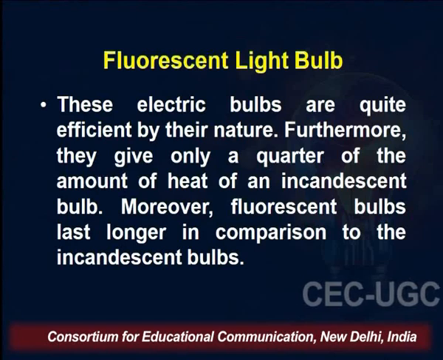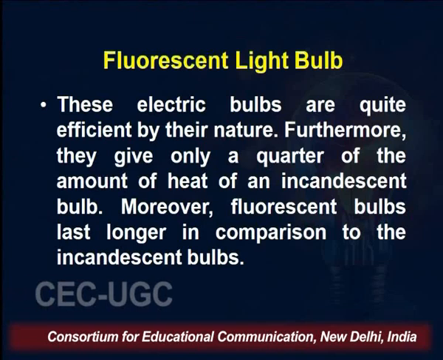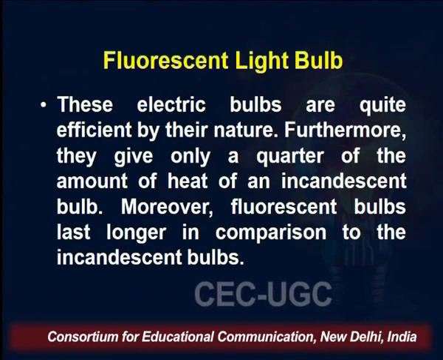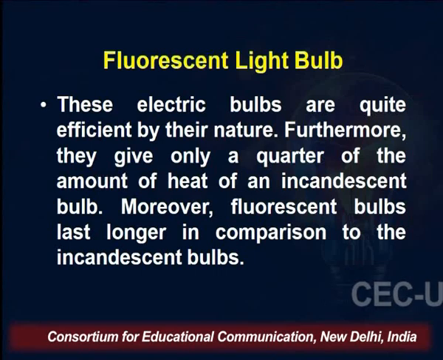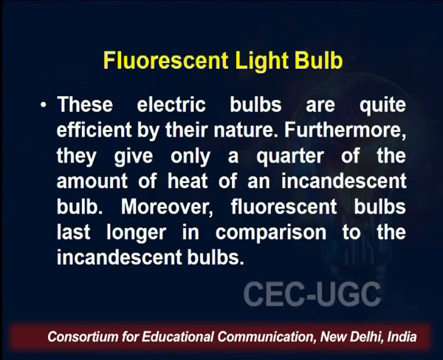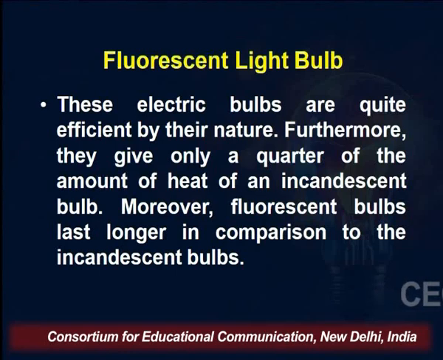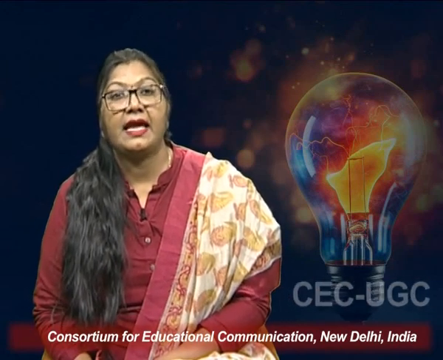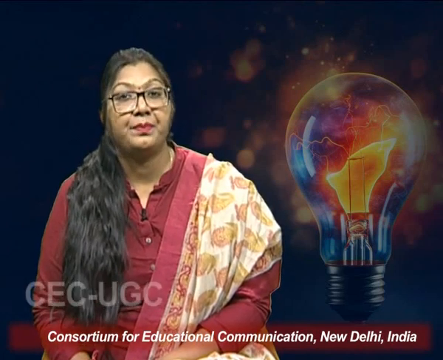So, what is this fluorescent light bulb? These are electric bulbs that are quite efficient in nature. Furthermore, they give off only a quarter of the heat of the incandescent bulb. Moreover, fluorescent bulbs last longer than the incandescent bulb. A fluorescent bulb comprises a glass tube filled with argon gas, along with a little bit of mercury.